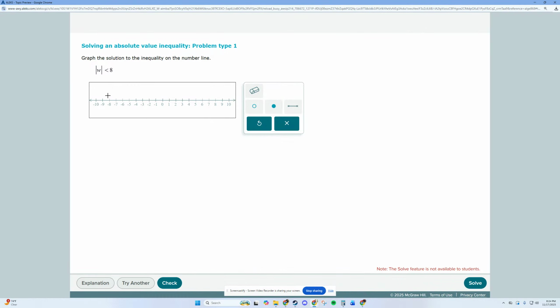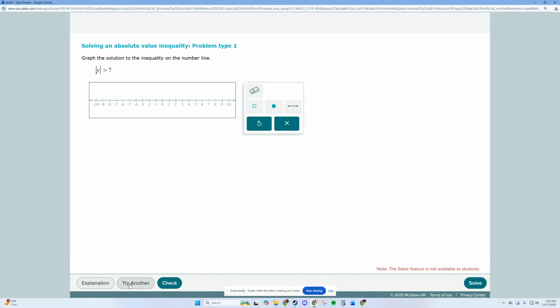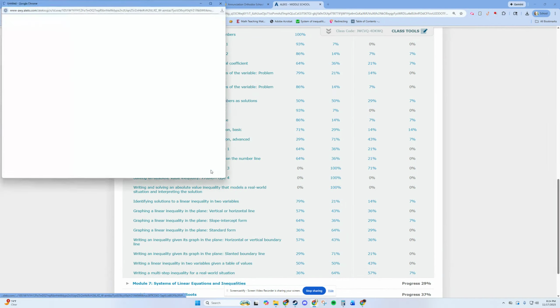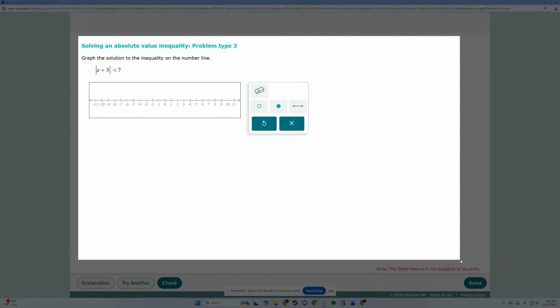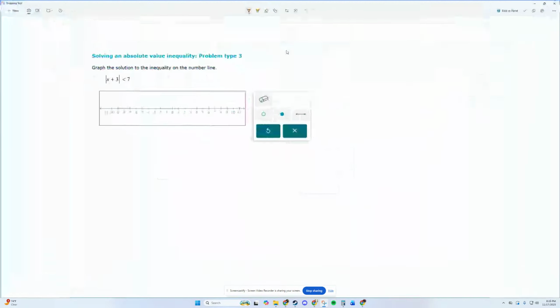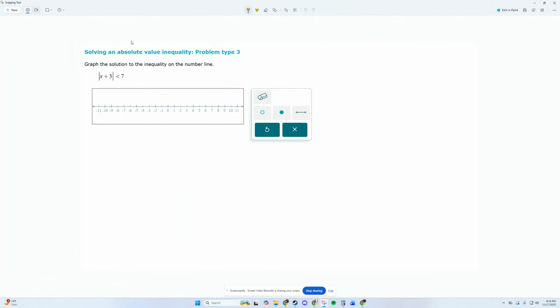We have the absolute value is less than 8, so that's the same thing. Now greater than. This is a compound inequality where the distance is more than 7 away, so that would be, boom, more than 7. Okay, now let's look at some that I just assigned. I want to do this over here. This is an intersection.